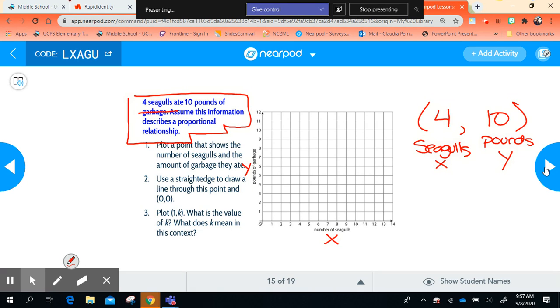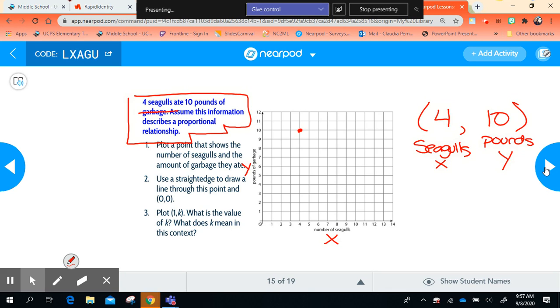Plot a point that shows the number of seagulls and the amount of garbage. So we know it's 4, and then we go up to 10. So it sounds like we are pretty good with plotting points. Don't judge my point plotting because this marker does not like to go where it needs to. So we go 4, and then we go up 10. So we have our point 4, 10.